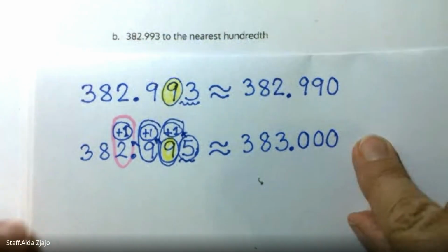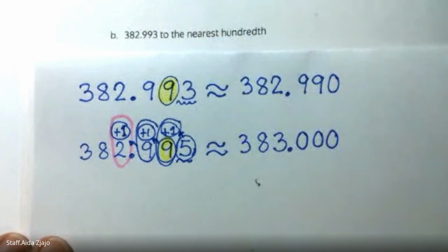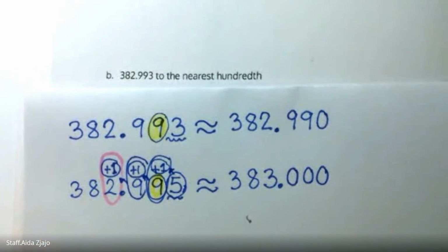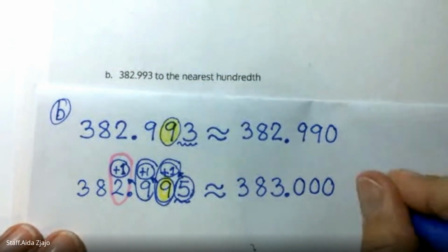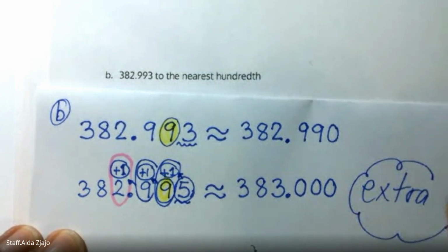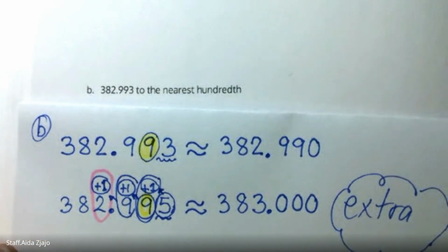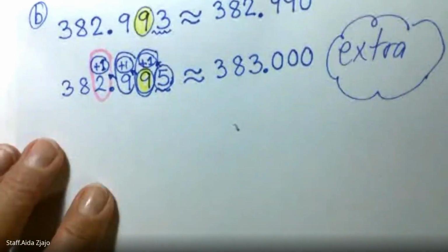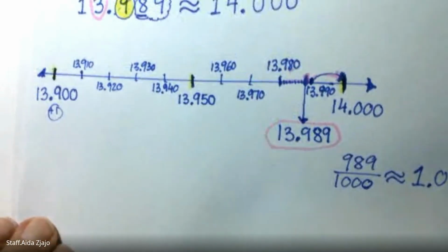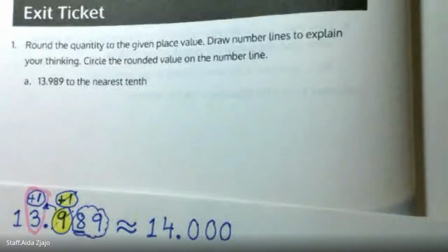This is additional to your exit ticket, but this was problem B, and this was extra. All right, guys. Extra. Okay, it was Mrs. Z, and this was the one before that we did, and then the other one.